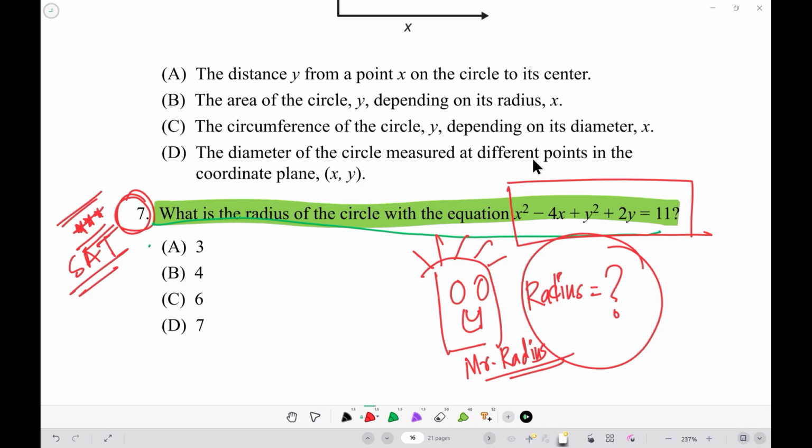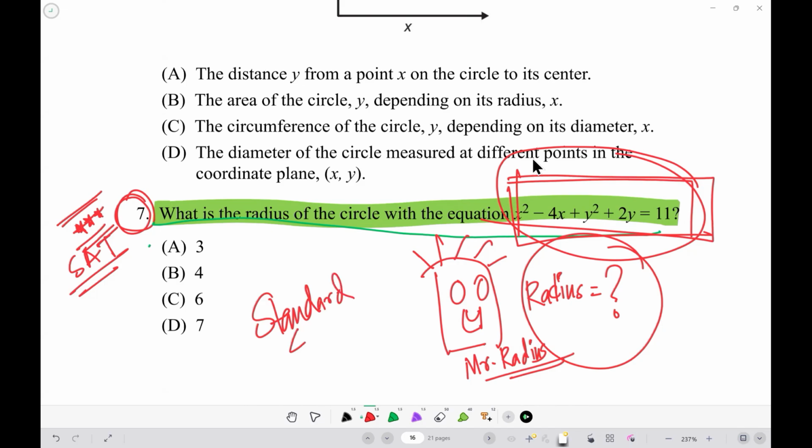Just give me a clue at least. How can we find the radius? Set it up in the standard equation. Okay, thanks for telling us this, at least one clue. Does this equation look like the standard equation? Oh no, but like the radius equation.